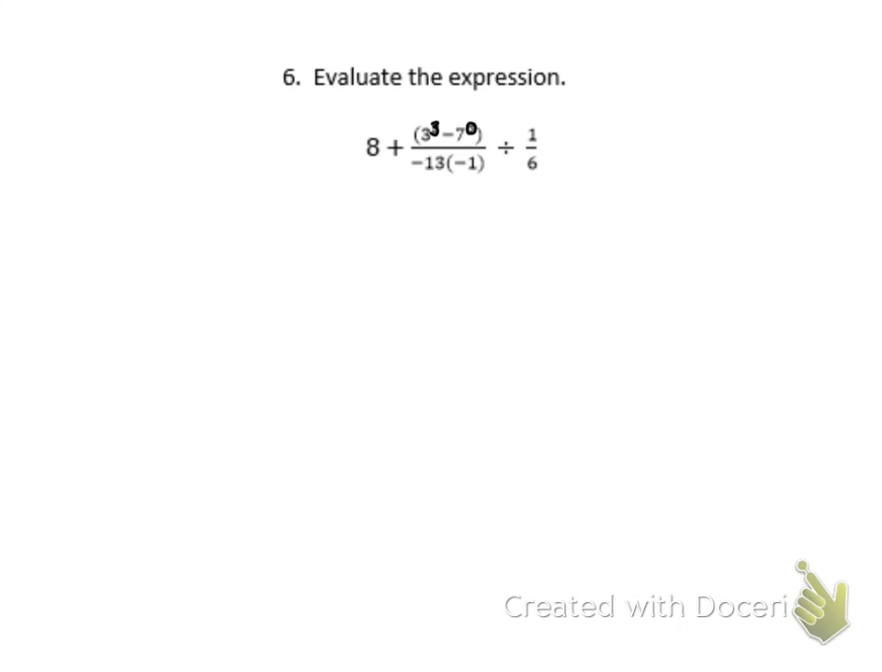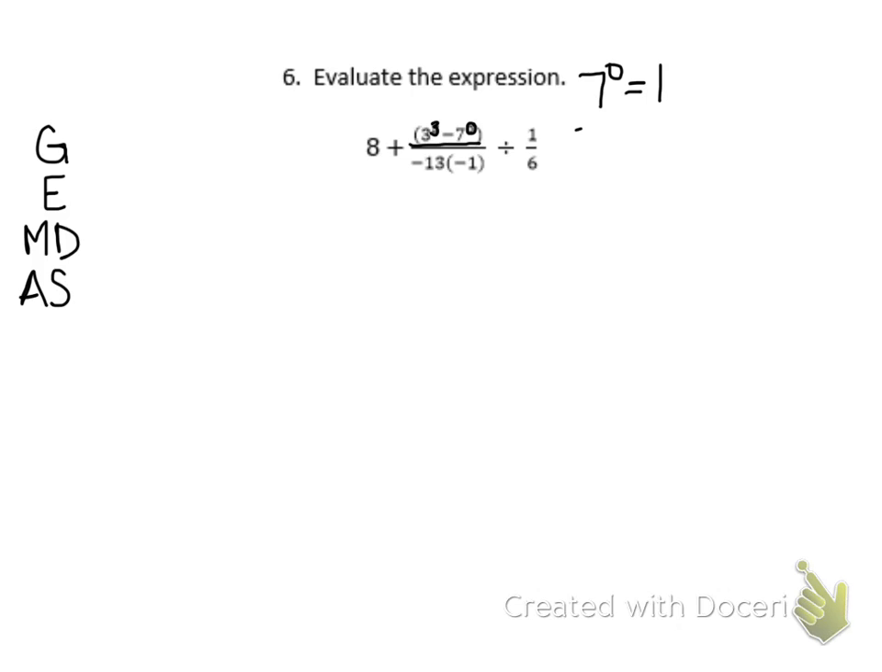Alright, number 6, evaluate the expression. So first thing I'm going to do, since this is order of operations, is I'm going to make a checklist off to the side. So I'm going to use GMDAS. Alright, the first step is grouping. So I see that I have some parentheses in my problem, so that's what I'm going to start with first. So it looks like my numerator here is 3 cubed take away 7 to the 0 power. So remember first that 7 to the 0 power, anytime the exponent is 0, you get 1.